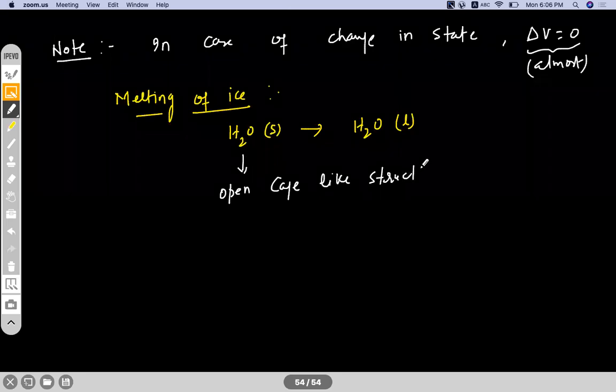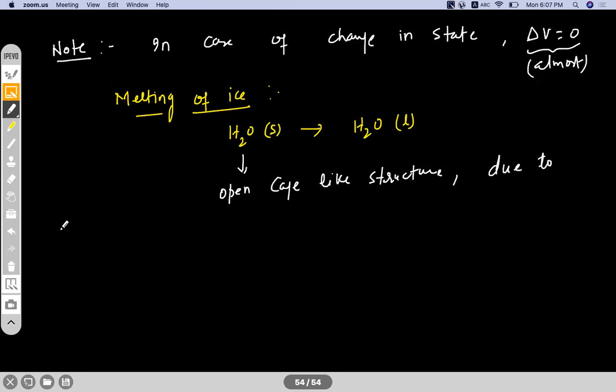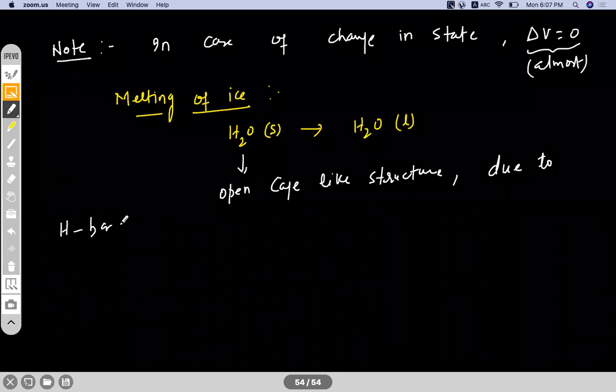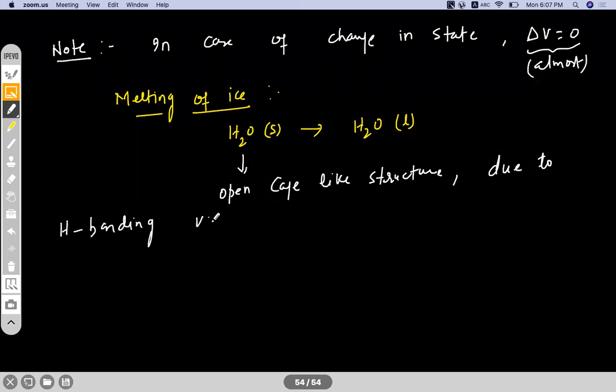That's why density is less and it can float on water. Okay, it's an open cage like structure. We have some void space present over there. It's not like solid we have from inside. And when this ice melts, we have hydrogen bonding present in liquid. So due to hydrogen bonding in water, volume decreases. This is the information you should keep in mind, okay?